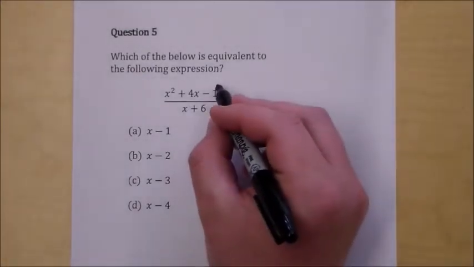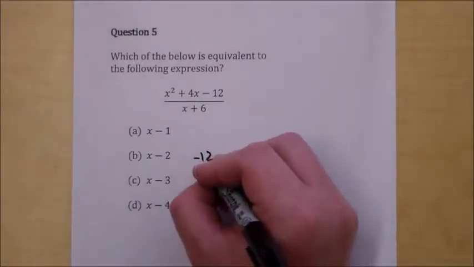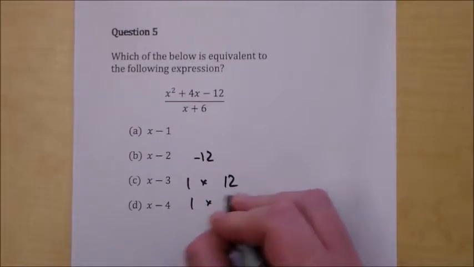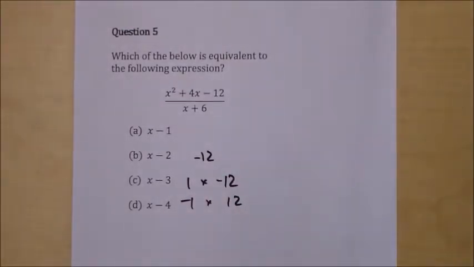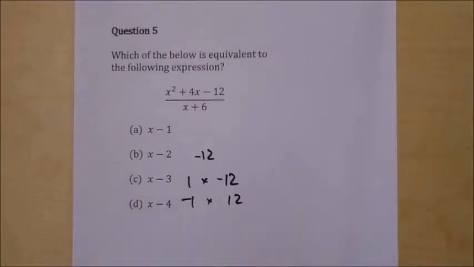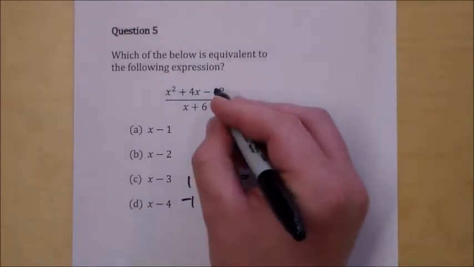Okay, so our term is negative 12. Well, how do you get to negative 12? You can have 1 times negative 12, or negative 1 times 12, so trade the negatives, right? Because 1 times negative 12 gets you negative 12, and negative 1 times 12 gets you negative 12. Either way you do it, you're going to get to negative 12, and that's where we need to go.